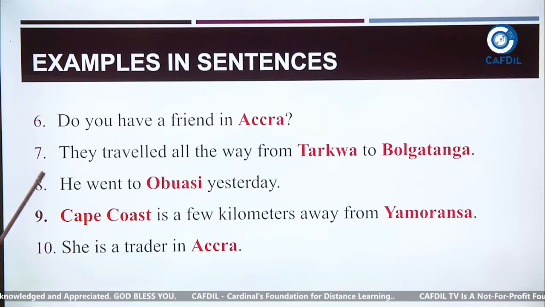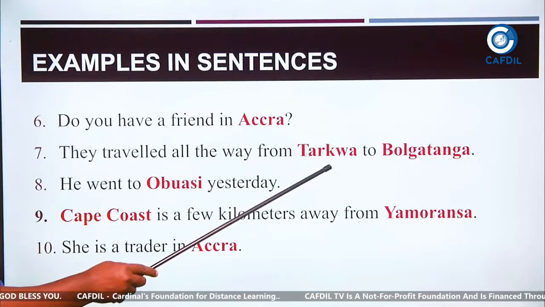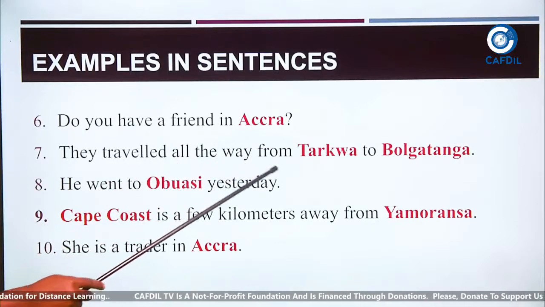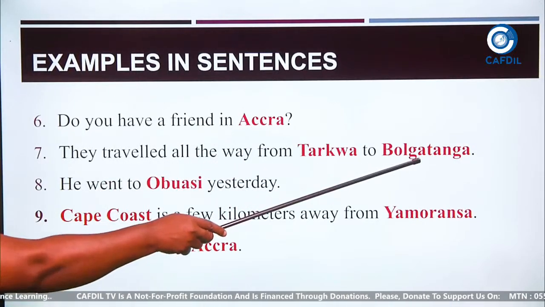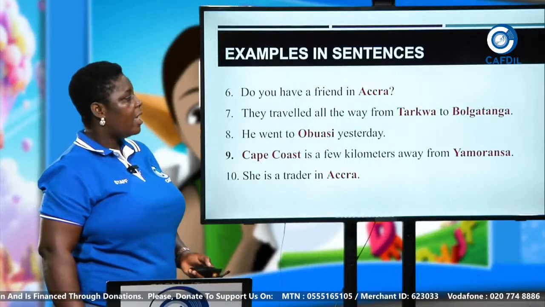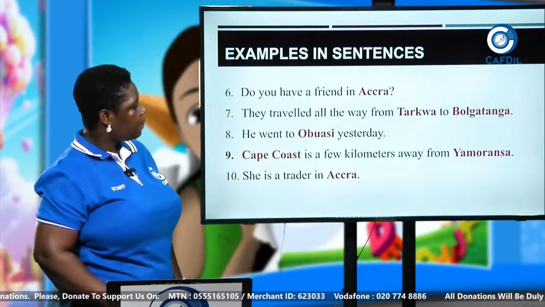Sentence 7. They traveled all the way from Takwa to Bolgatanga. We have Takwa and Bolgatanga being the proper nouns in this sentence, and they begin with capital letters.